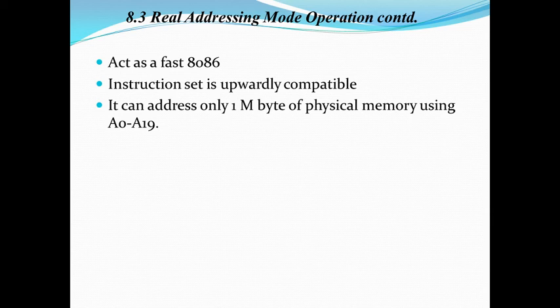Just like we have SI for the data segment, DI for the extra segment, SP the stack pointer, and BP the base pointer, in the same way these offset registers and segment registers can be used. But because of extra pipelining and other circuit level improvements in real address mode, the 80286 operates at a much faster rate than the 8086.